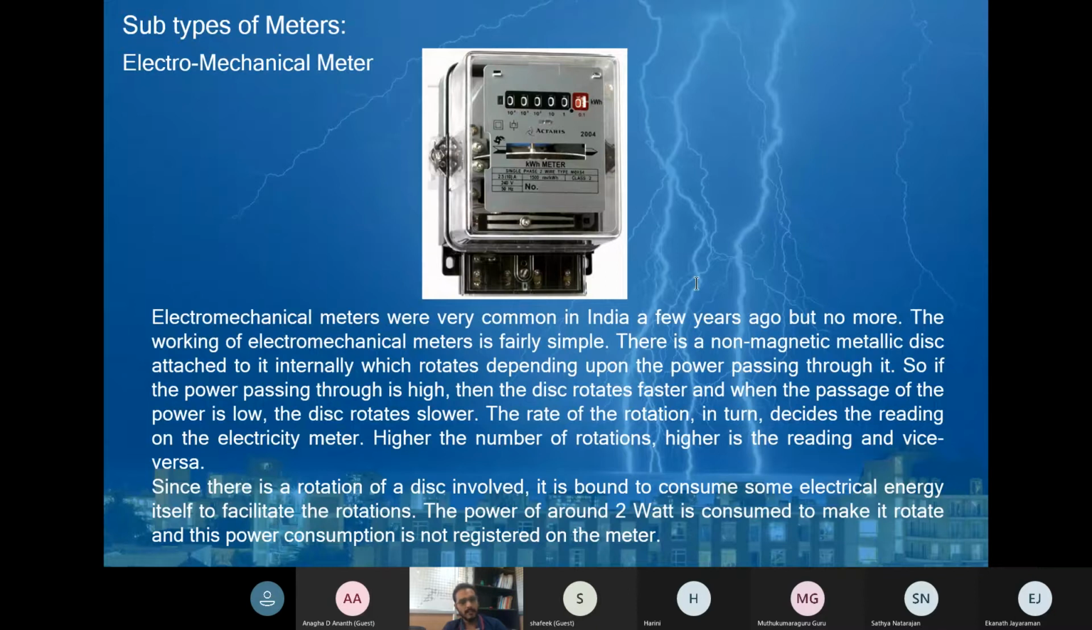We already understood that. When the passage of the power is very low, the disc rotates slowly. The rate of the rotation in turns decides the reading of the electricity meter. The higher the number of rotations, the higher the reading, and vice versa. Since there is a rotation of the disc involved, it is bound to consume some electrical energy itself to facilitate the rotations. Around 2 watts of power is consumed to make it rotate, and this power consumption is not registered on the meter.